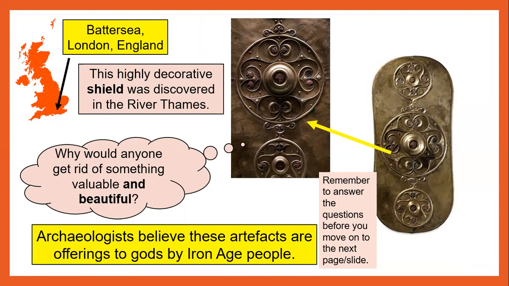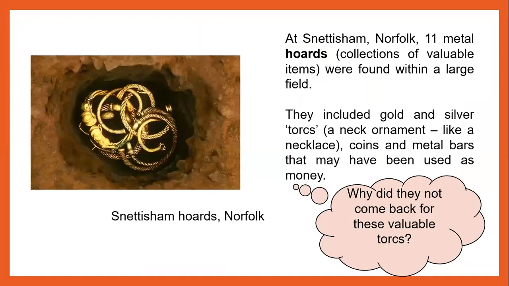Archaeologists believe these artefacts are offerings to gods by Iron Age people. At Snettisham, Norfolk, 11 metal hoards, which are collections of valuable items, were found within a large field. They included gold and silver torques, which is a neck ornament, a bit like a necklace, coins, and metal bars that may have been used as money. Why did they not come back for these valuable torques?